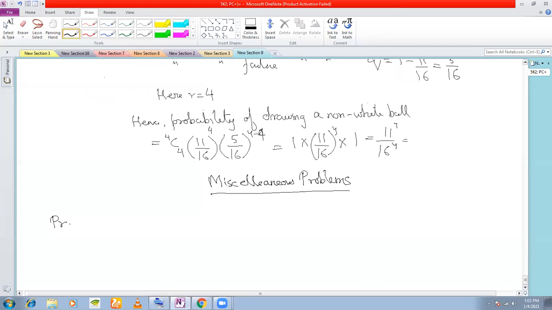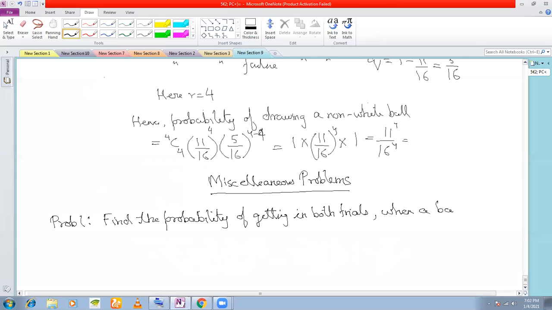Okay, problem 1. The first problem is: find the probability of getting head in both trials when a balanced coin, balanced means fair coin, is tossed twice.